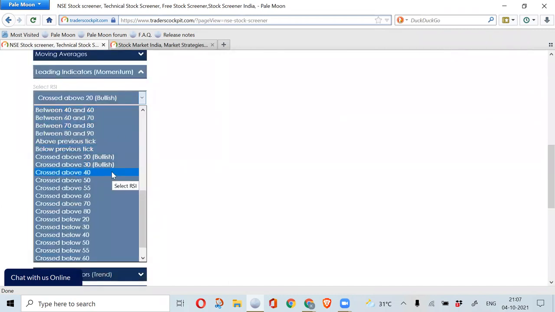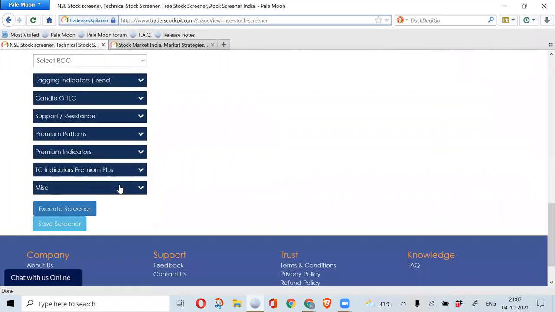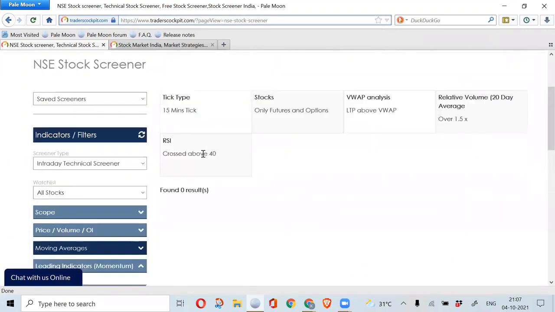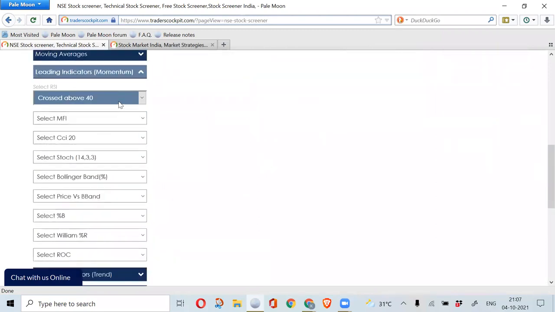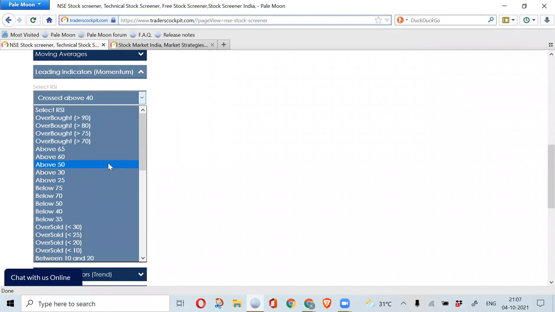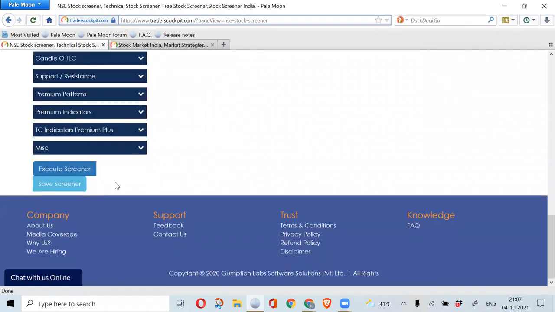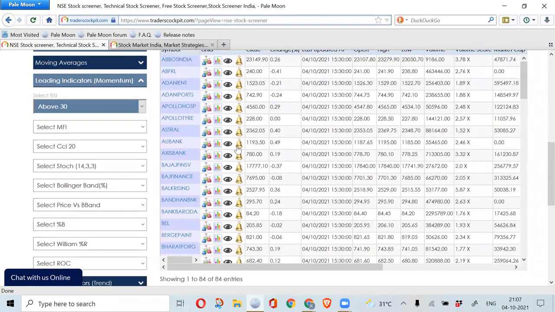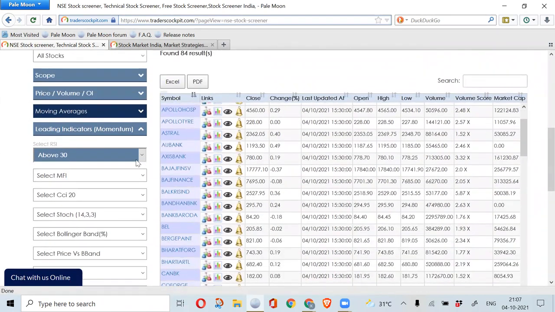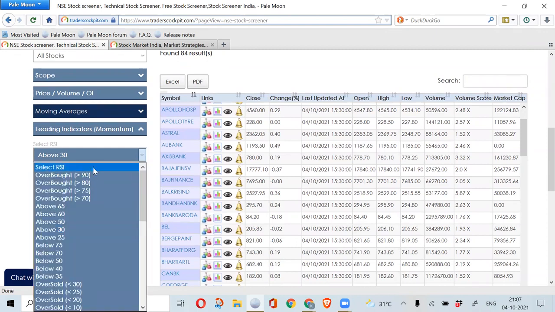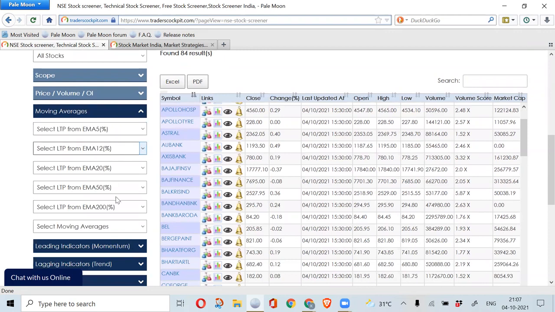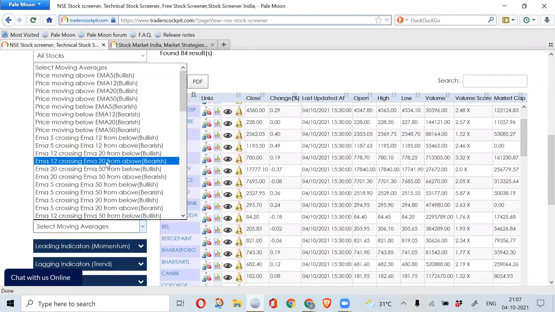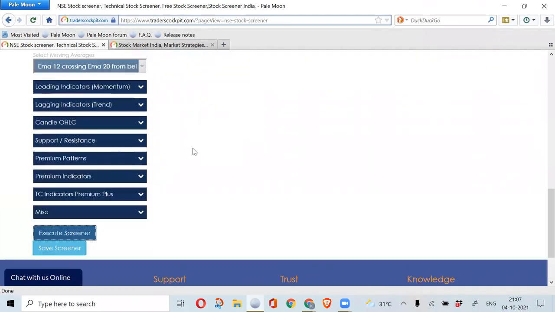So we shall change the condition to RSI crossed above 40. For that also there are no results. Let me change the condition to RSI already above 40 and see whether there are any results or not. So for all these results, RSI is above 30 only. So what we can do is, instead of selecting an RSI condition, we can select a specific condition called moving average crossovers. So what we shall do is, we shall select one of the moving average crossovers, 12 to 20 from below, which is a bullish moving average crossover, and execute the screener.